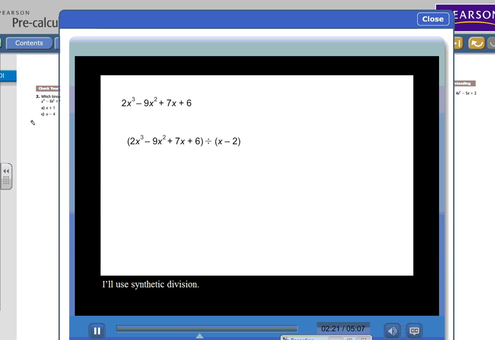I'll use synthetic division. I'm dividing by x minus 2, so I write 2 on the left. I write the coefficients of p at x on the right. 2, negative 9, 7, and 6. I'll bring down the 2 and multiply it by 2 to get 4. Negative 9 plus 4 is negative 5. Negative 5 times 2 is negative 10. 7 plus negative 10 is negative 3. Negative 3 times 2 is negative 6. 6 plus negative 6 is 0.